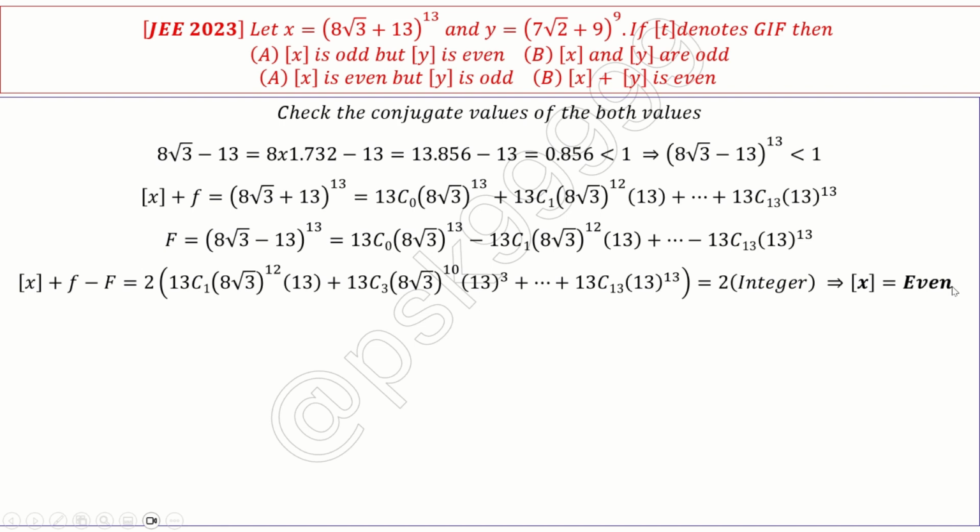Now exactly the same thing you can do with 7 square root of 2 plus 9. Take the conjugate of the 7 square root of 2 plus 9, which is also less than 1. So if you take it to the power of 9, it is less than 1.